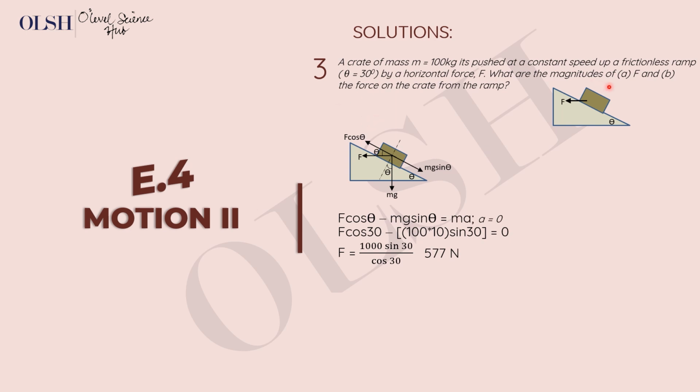So part B of this question is asking us to find the force on the crate from the ramp. So that is obviously the normal reaction this crate experiences from the surface of this ramp. Now, if we look at this free body diagram carefully, we see we have just two forces in action, F and mg, and both of them are acting at an angle.